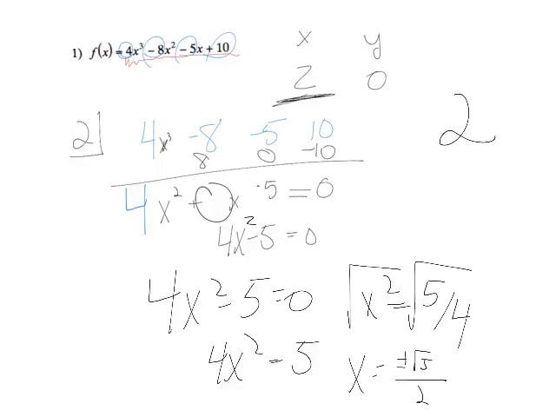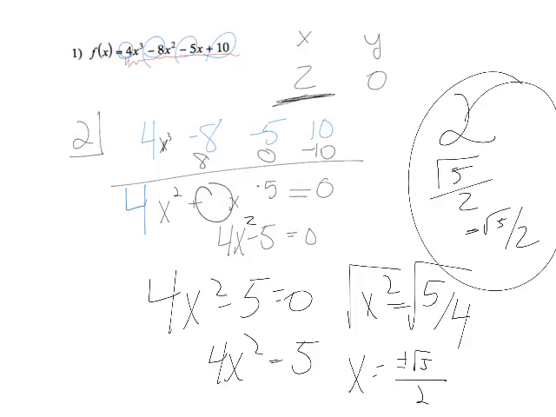You got your 2 from the calculator. You got a positive radical 5 divided by 2. And you got a negative radical 5 divided by 2. Those are the 3 answers. The first one was from the calculator, and then you used your synthetic division and just solving by square roots for the second 2.